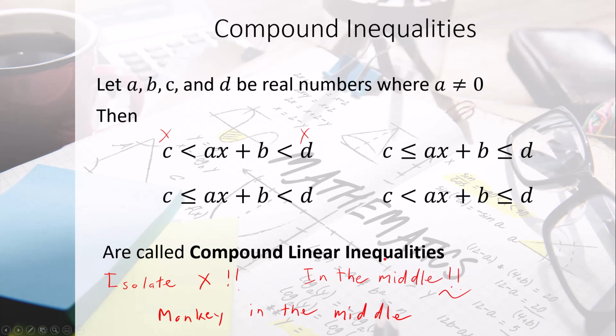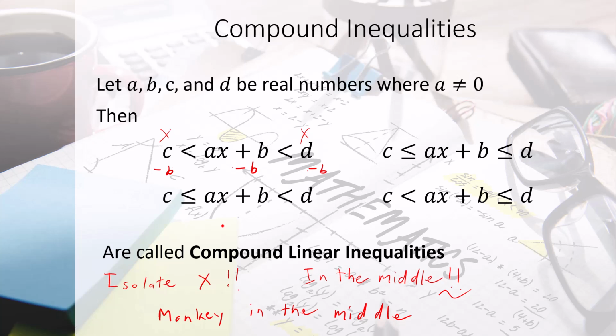We want to isolate x in the middle. Whatever you do on one side of the inequality, you need to do on the other two sides of the inequality. So whatever you do here, if you actually want to subtract b here, then you need to subtract b here and subtract b here as well. There are basically three sides to this, kind of like a little triangle, and what you do to one side, you do to the other two sides.